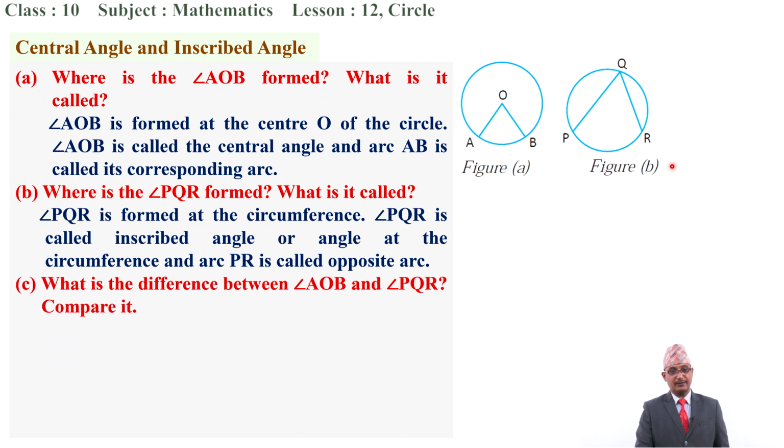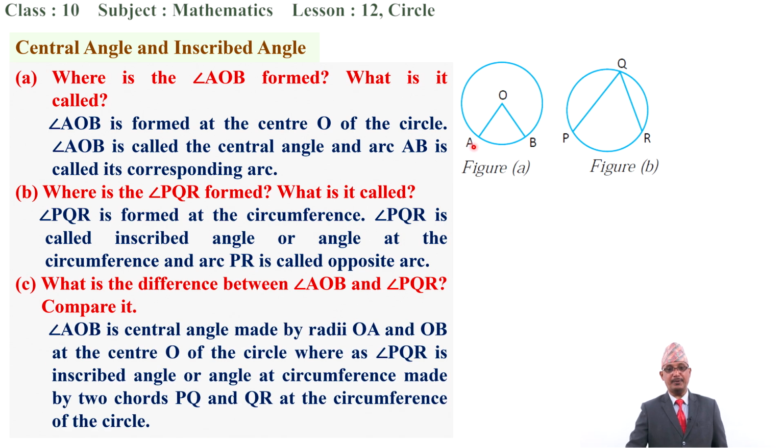Now again the question is, what is the difference between angle AOB and angle PQR? Compare. Yes, good try. Angle AOB is the central angle. It is made by two radii OA and OB, radii is the plural of radius, at center O. Whereas angle PQR is called the inscribed angle or angle at the circumference, made by two chords PQ and QR at the circumference of the circle.